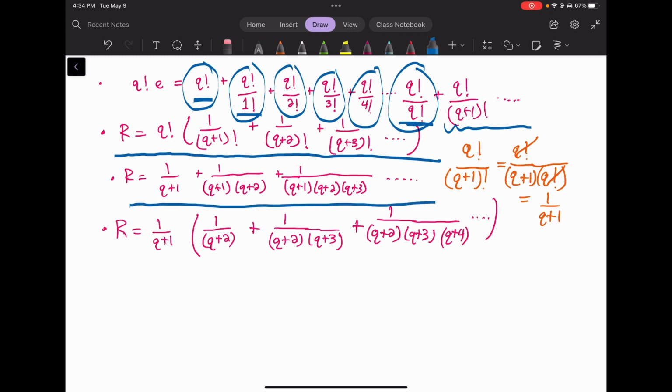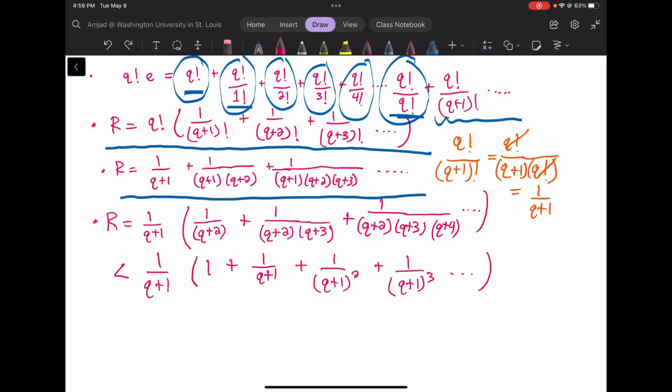So then you're going to get 1 over q plus 1, plus 1 over q plus 1 times q plus 2, plus 1 over q plus 1 times q plus 2 times q plus 3, and that will go on and on and on to infinity. What I'm going to do next is factor out 1 over q plus 1 from the equation. So then I'll be left with 1 over q plus 1 times 1 over q plus 2, plus 1 over q plus 2 times q plus 3, plus 1 over q plus 2 times q plus 3 times q plus 4. Okay, I noticed that I made a little mistake over here, so let me fix that. There should be a 1 over here, okay?